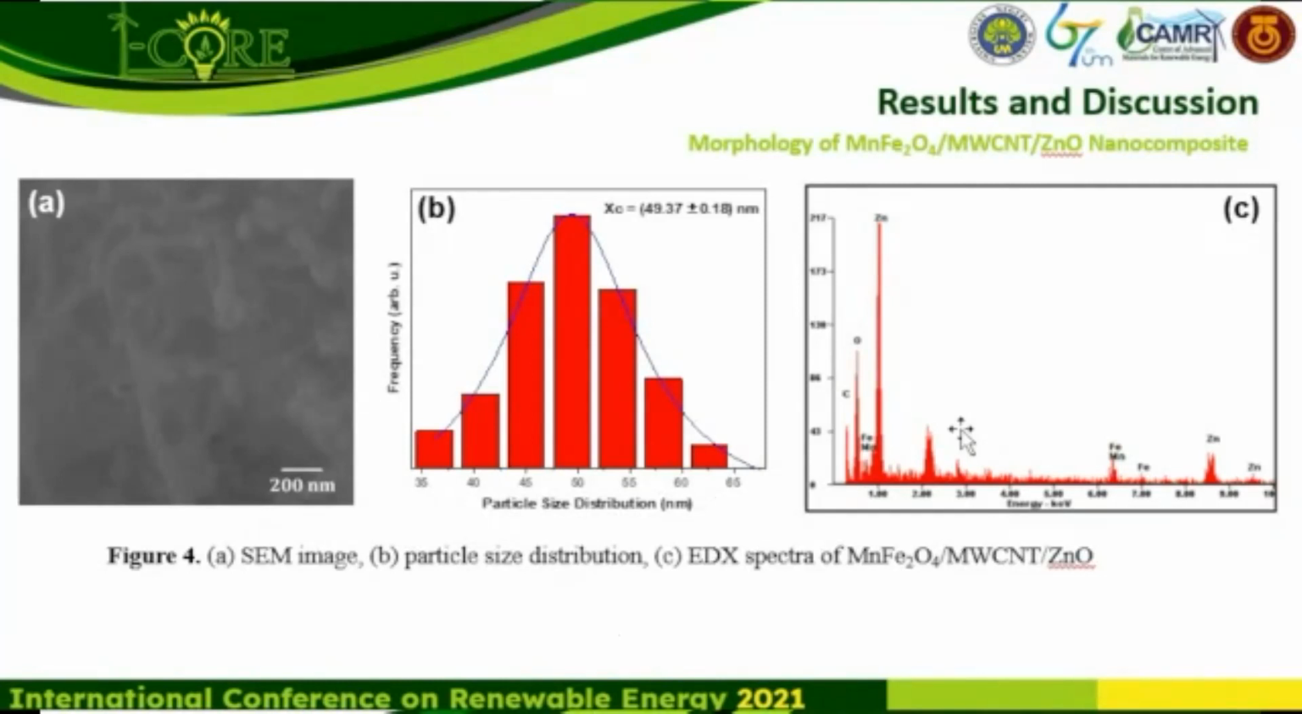Next, we will talk about the EDAX spectra of the manganese ferrite multiwalled carbon nanotubes zinc oxide nanocomposite, which show that it is composed of iron, manganese, carbon, oxygen, and zinc elements. According to the EDAX result of the nanocomposite, the majority of its element is zinc oxide, which matches with the X-ray result.